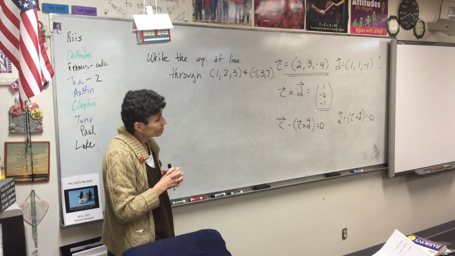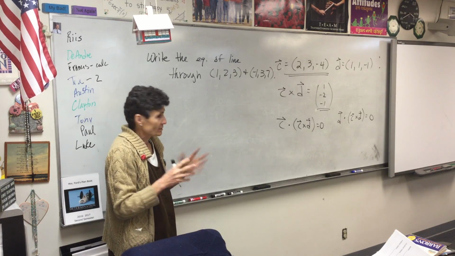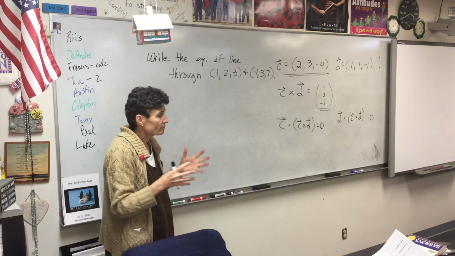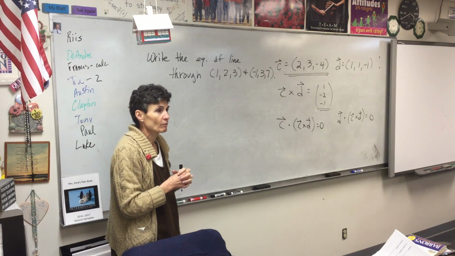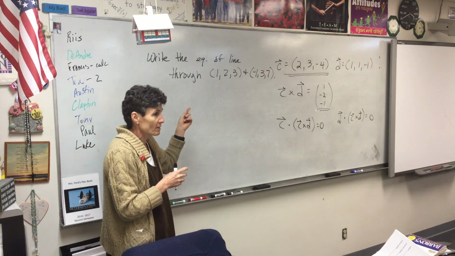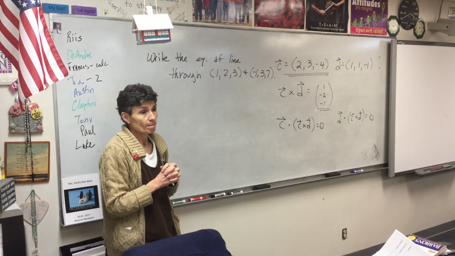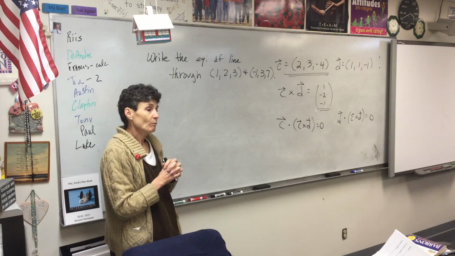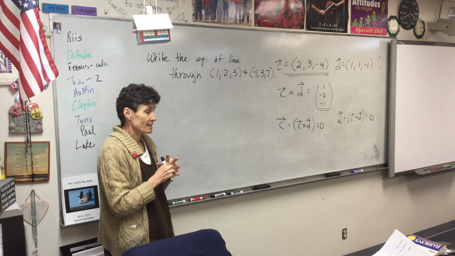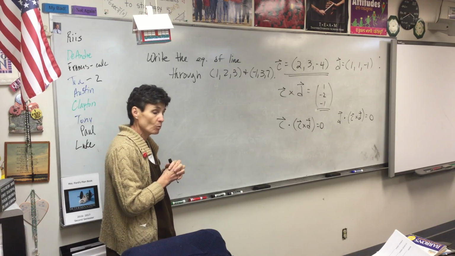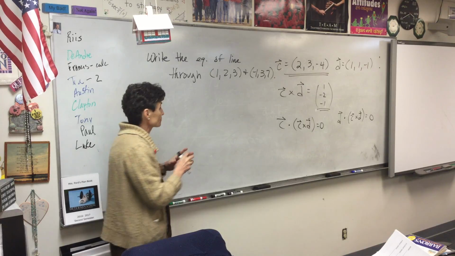Because why? What's slope? Definition: change in y over change in x. We have a problem here because we have z's that have to be dealt with. When we write the equation of a line in 3 dimensions, we have to do it a little differently.